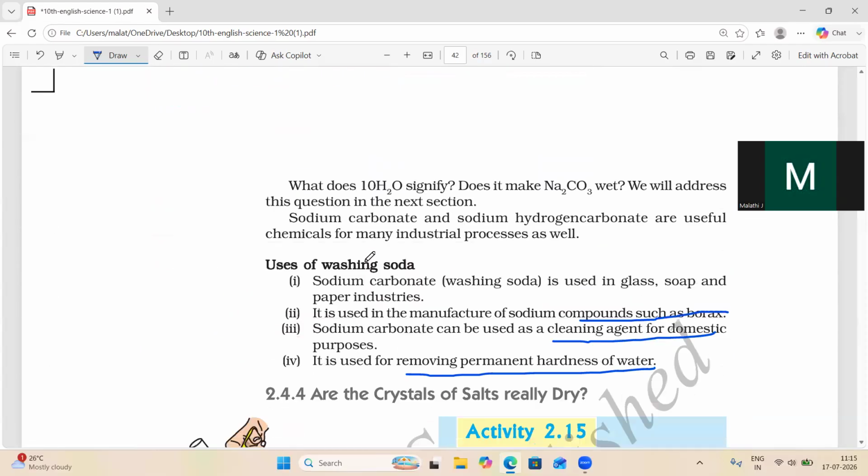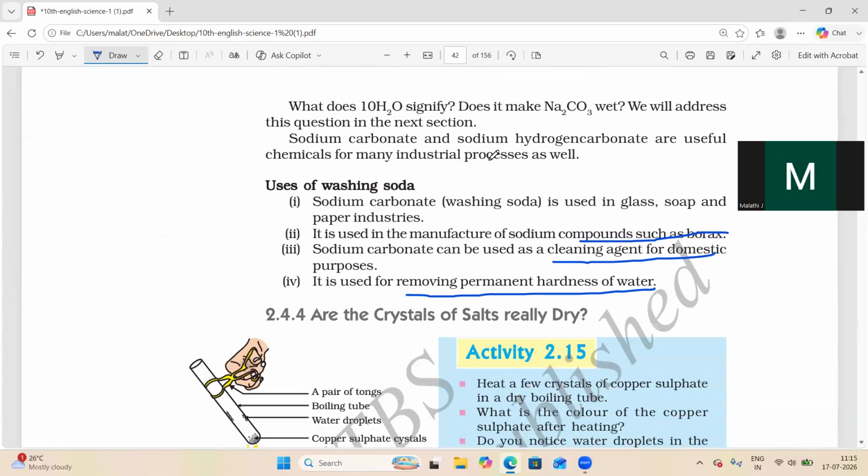One simple topic we will study in the next class.